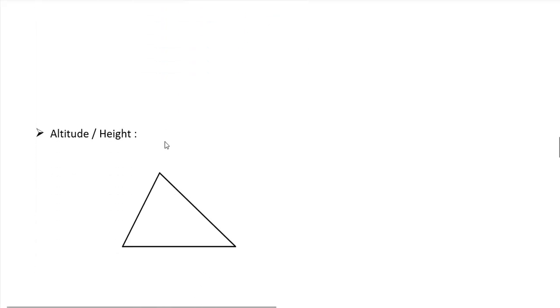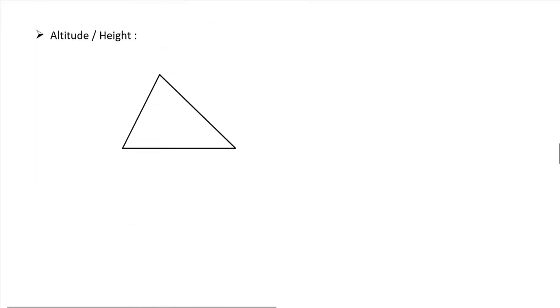Let us now understand what is altitude or height of a triangle. If we draw a line from the vertex which is perpendicular to the opposite side, then this line will be called as the altitude or the height of the triangle. So this will also be the altitude, and this line will also be the altitude. These lines will be perpendicular to the sides on which they are drawn. They may not necessarily be at the midpoint. The point at which the altitudes meet is called as the orthocenter.